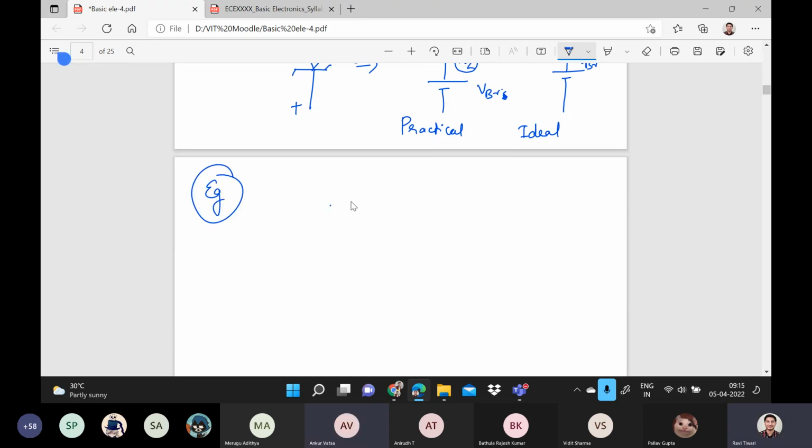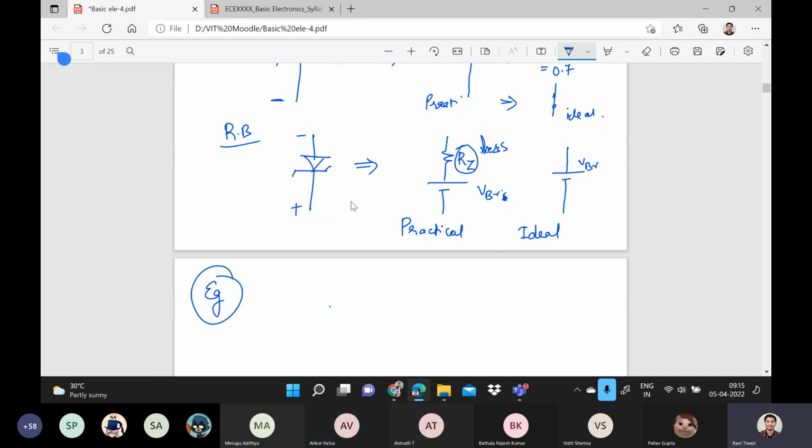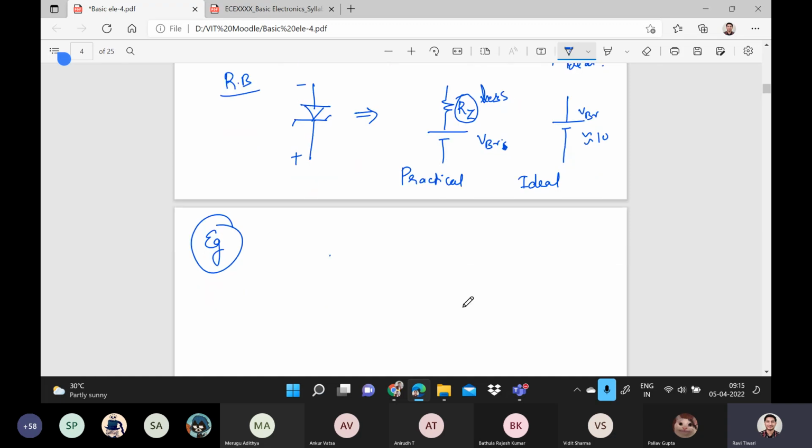The breakdown voltage, how much we will take? It will be specified in the numerical. If it is not there, then you can consider around 10 volt. Now, question is what? Find out the output voltage. And how will you know that this is a Zener diode? By its sign. If it is like this Z, then you have to consider it as a Zener diode.